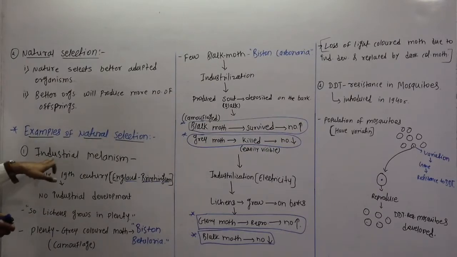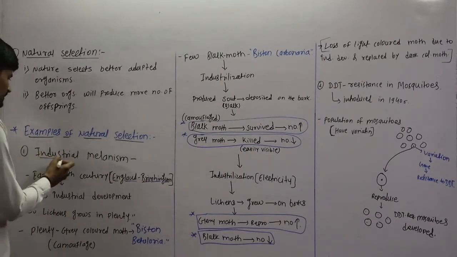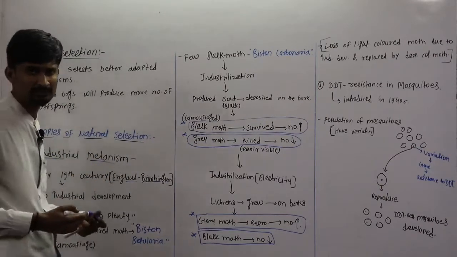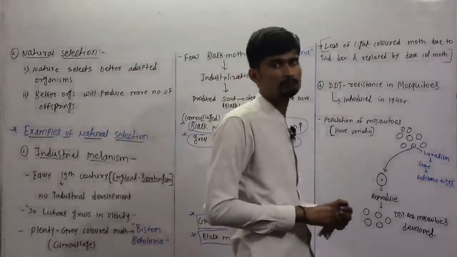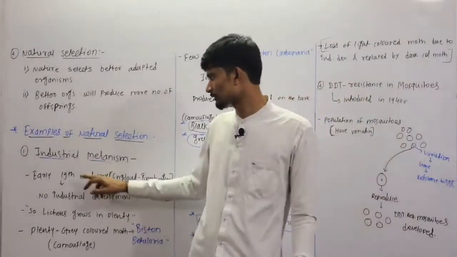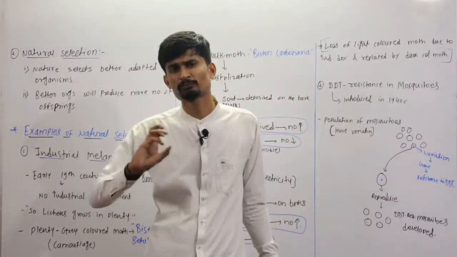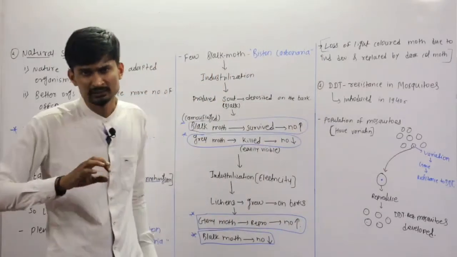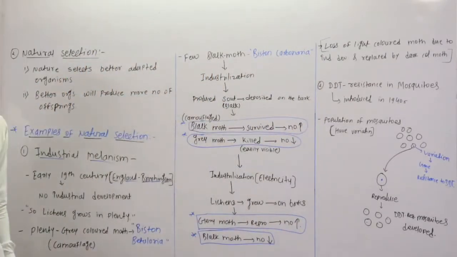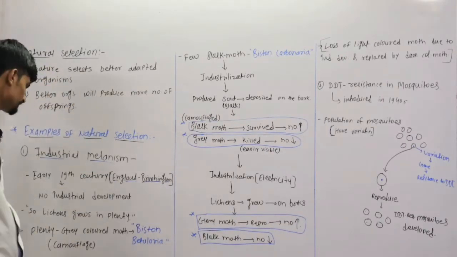So the first example is industrial melanism. It is related with the color of the moth. That is why it is called industrial melanism, because melanin is the pigment which is responsible for the color. That is why it is called industrial melanism, and the cause is industry.